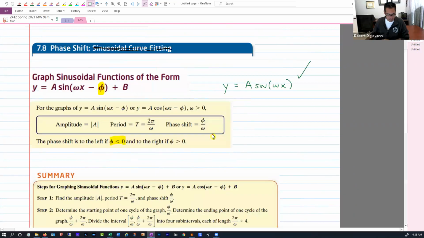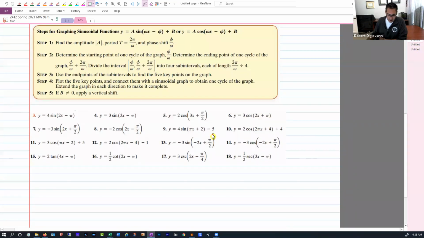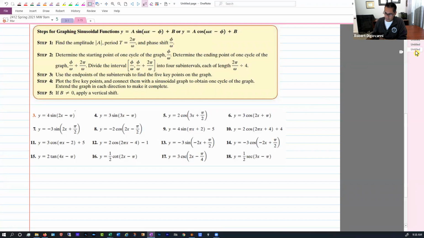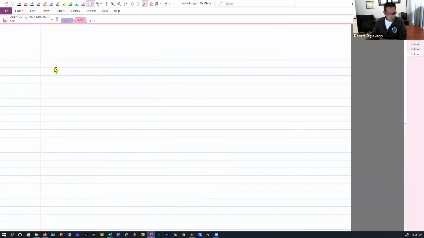Yep, we're going to do one. If I can find it, here we go. Okay, so let's do one that has a vertical shift. Let's do a cosine one. How about this one? This one looks good. Okay, so here, let me put it down here.